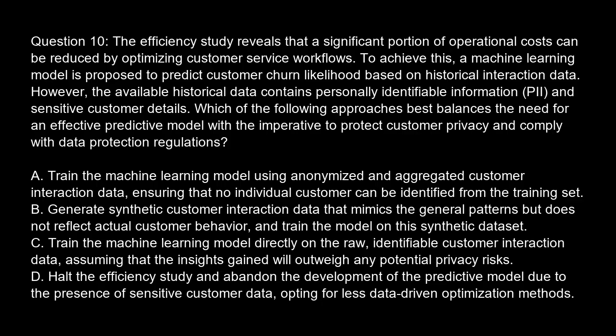Option A. Train the machine learning model using anonymized and aggregated customer interaction data, ensuring that no individual customer can be identified from the training set. Option B. Generate synthetic customer interaction data that mimics the general patterns but does not reflect actual customer behavior, and train the model on the synthetic dataset. Option C. Train the machine learning model directly on the raw, identifiable customer interaction data, assuming that the insights gained will outweigh any potential privacy risks. Option D. Halt the efficiency study and abandon the development of the predictive model due to the presence of sensitive customer data, opting for less data-driven optimization methods.